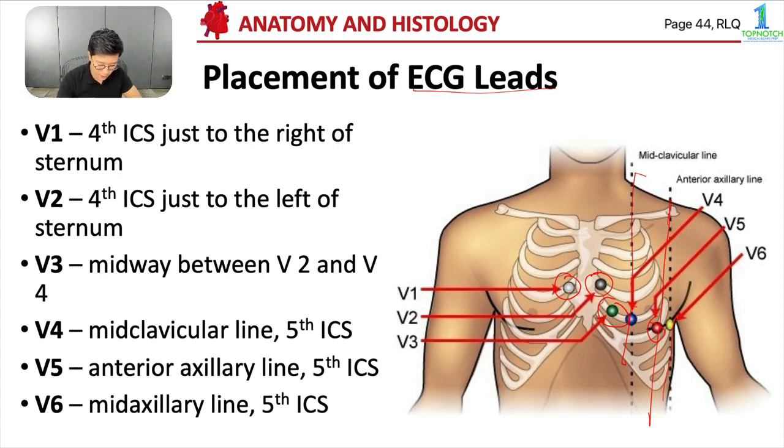So the easy thing to remember here is V4, V5, V6, because if you follow the lines, your V2 is just left of the sternum, your V1 is just right of the sternum, and then V3 is just midway between V2 and V4.